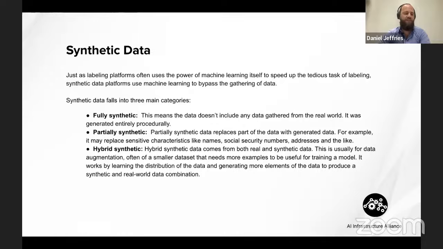And what's interesting about synthetic data is that visual data is often further along than textual data. We can look at a visual image and understand that it's real.